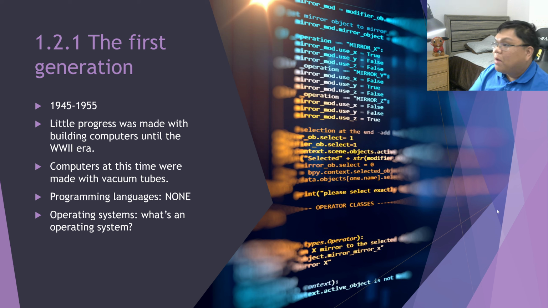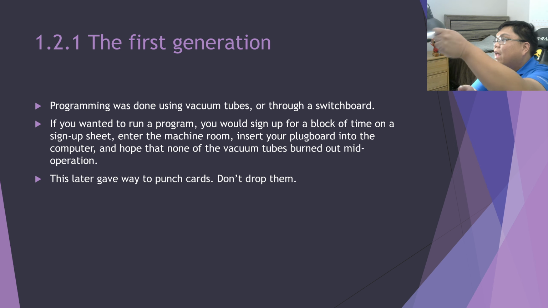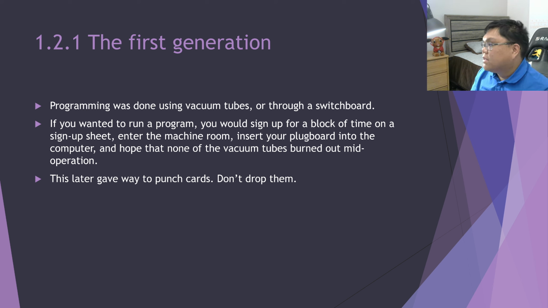So how would you program on a computer that's made out of vacuum tubes? Well, you would physically hardcode the program, or you would do it through what's called a switchboard. If you wanted to run a program, you would have to sign up for a block of time on a sign-up sheet, enter the machine room, and insert your plug board into the computer, and then hope that none of the vacuum tubes burned out in the middle of operation.